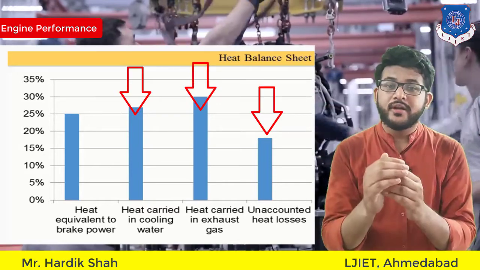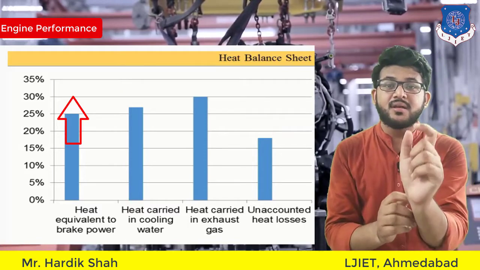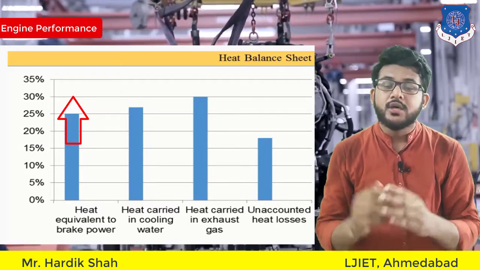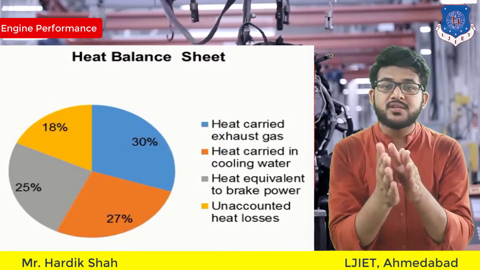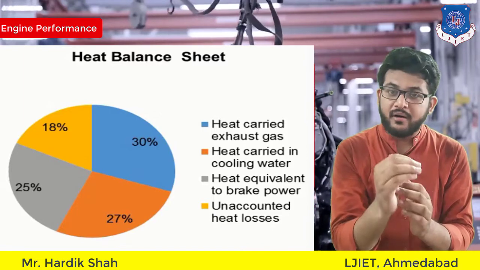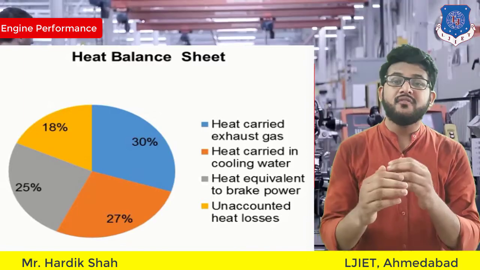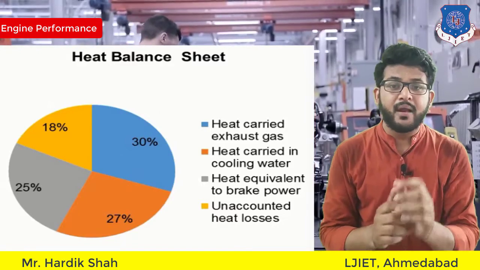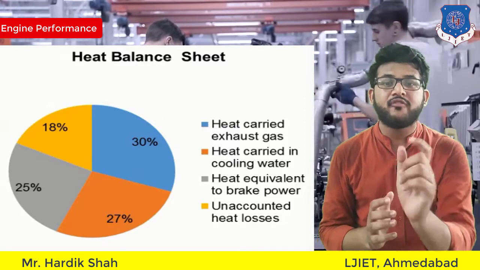So we need to reduce all these losses and increase the power consumption in the brake power section. A higher percentage of brake power shows that the engine is highly efficient, and if the percentage of brake power is lower, then we can assume the engine is poor. Actually, brake power cannot be 100% because there are always some losses, which is called frictional power.